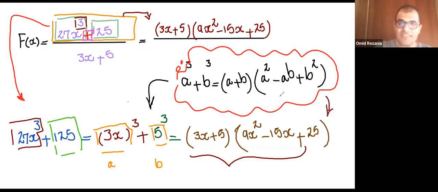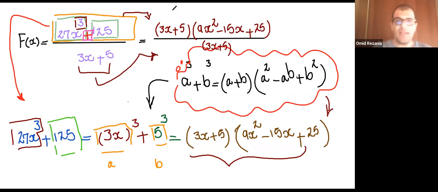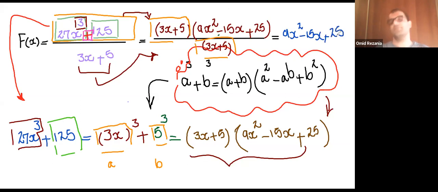which is essentially the one which I have drawn here based on this identity. And what do I have at the denominator? I have 3x plus 5, which is this one. I take it here. And now take a look. I see these two terms are the same. I can factor them out to end up with this final result. What is this one going to be? 9x squared minus 15x plus 25.